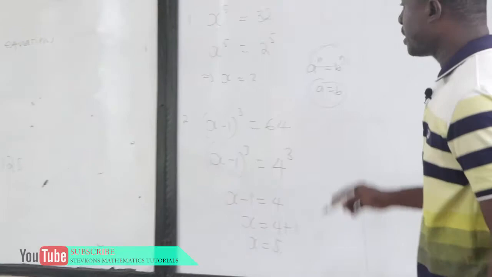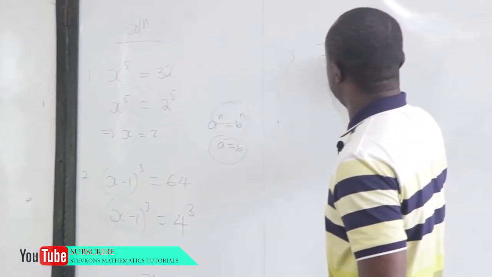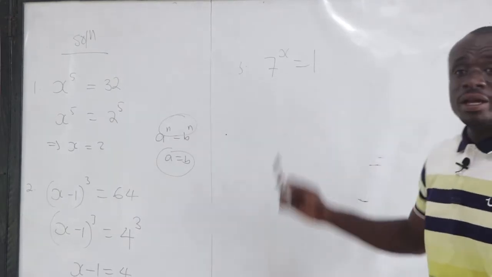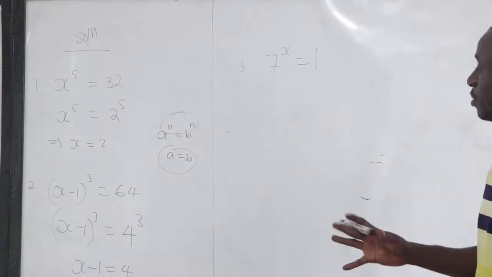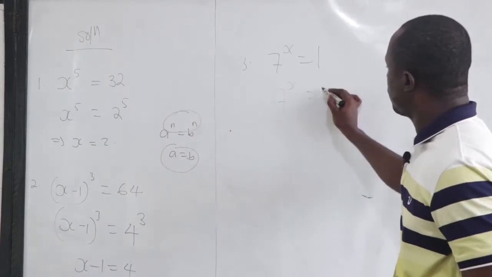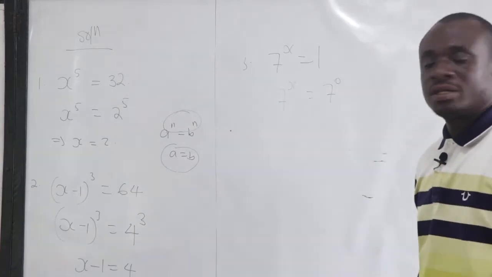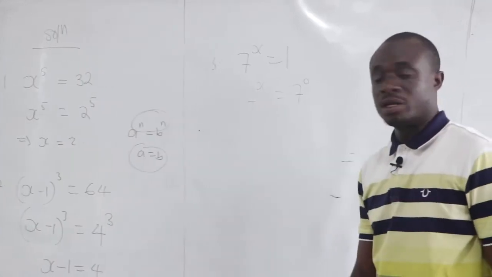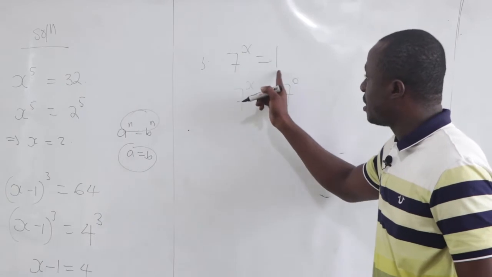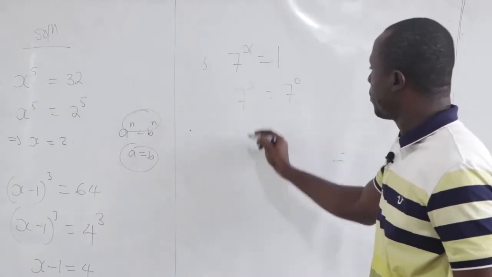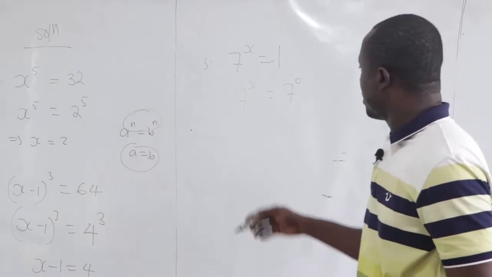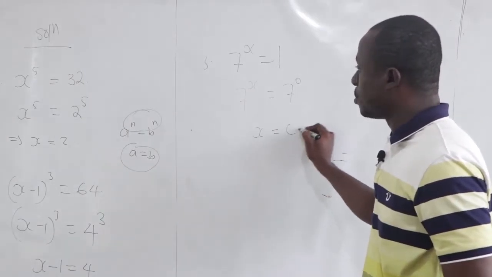Now, let's see question number 3. We have 7 to the power x equal to 1. Now here, can we make the bases the same so that we equate the exponents? Yes. So you have 7 to the power x here, and 7 to the power 0, because 7 to the power 0 is 1. In this case, because the bases are the same, I can equate the exponents, so x equal to 0.